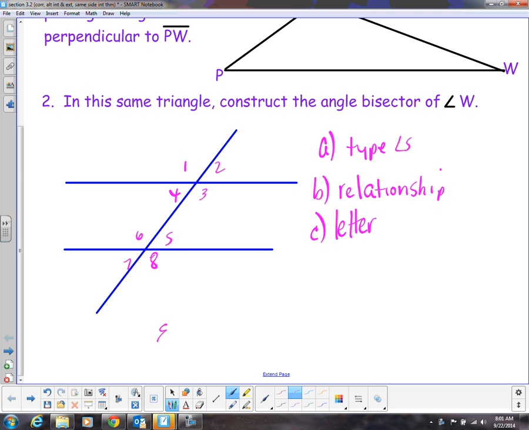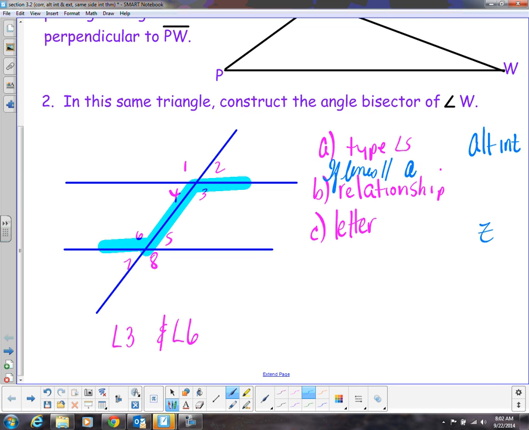So for example, if I said angle 3 and angle 6, what letter do they form? They form a Z. If they form a Z, what type of angles are they? Alternate interior angles. So that would be the answer to 1. Alternate interior angles. They form a Z. And the relationship is if lines are parallel, alternate interior angles are equal or congruent. I will accept either one.